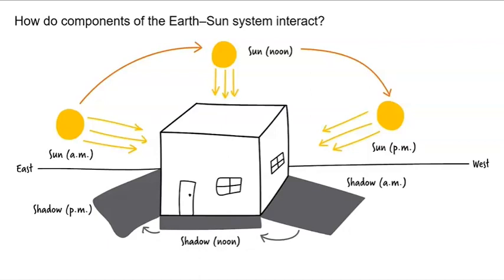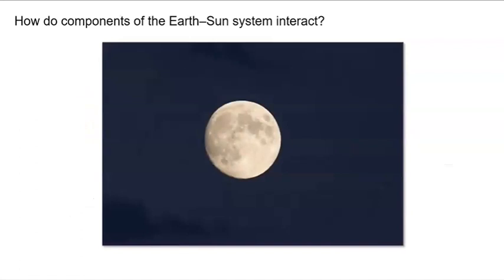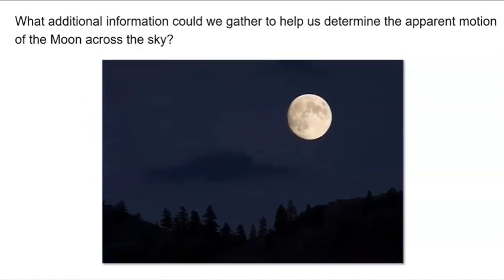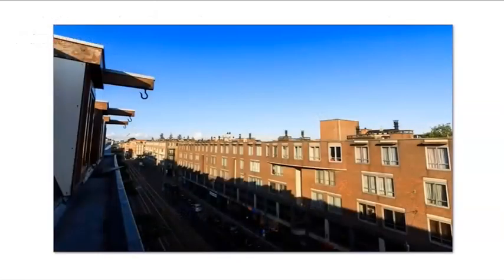But we haven't explained how the moon appears to move across the sky, have we? What additional information could we gather to help us determine the apparent motion of the moon across the sky? I know, we could look at a video clip that shows the moon's motion. Let's watch the video clip together.